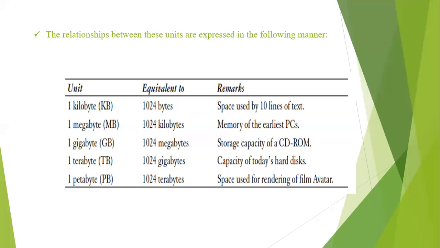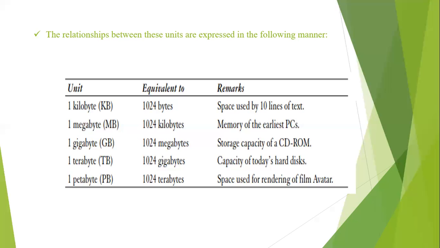The memory of my first computer was just 64 MB. Okay, 1 gigabyte. 1 gigabyte is equal to 1024 into 1024 into 1024 bytes. I mean, it's equal to 1024 megabytes. Storage capacity of a CD-ROM: roughly 750 MB or roughly 1 GB. DVDs have more. DVD capacity is around 4 to 5 GB, whereas the capacity of a CD-ROM is roughly 1 GB.